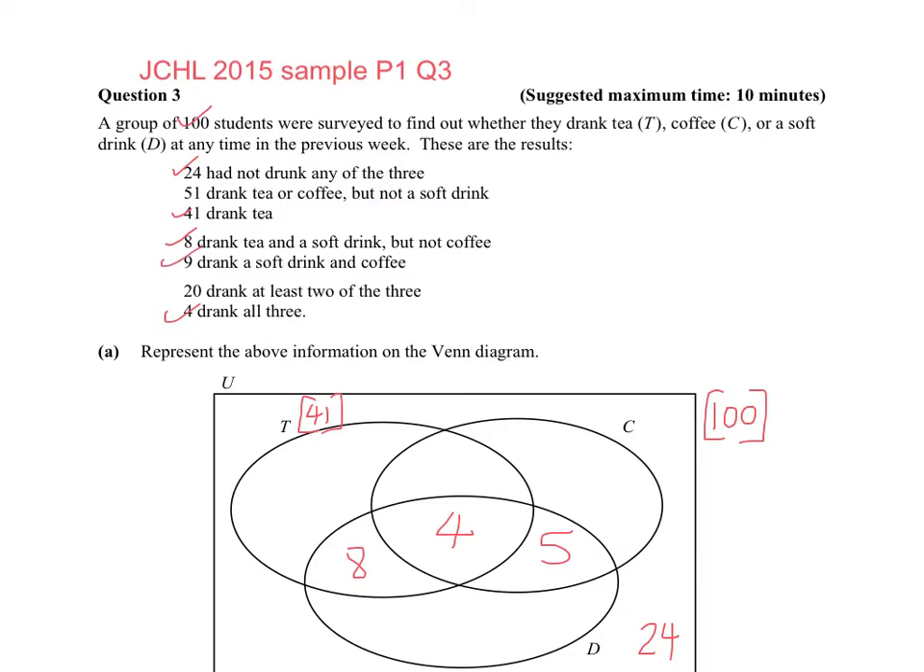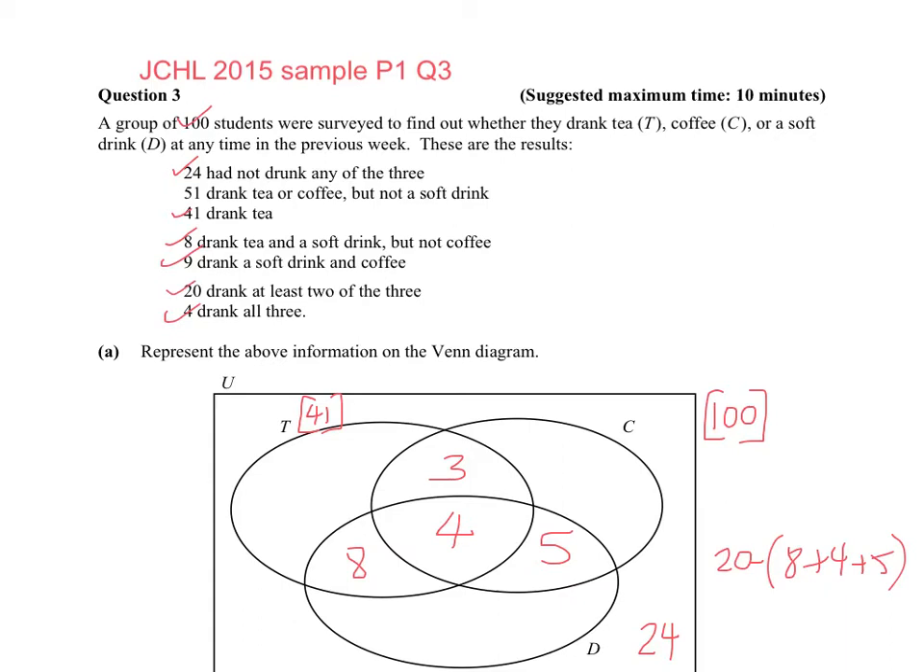And then this last bit that we had to skip over, the 20 that drank at least 2 out of the 3, it was these 4 sections added together. Well, we've got 3 of them. So we're able to take those 8, 4 and 5, which is 17, away from 20 to get our remainder. So just to remind you what I'm doing there, I'm taking 8 and 4 and 5 away from 20. And that gives me 3.